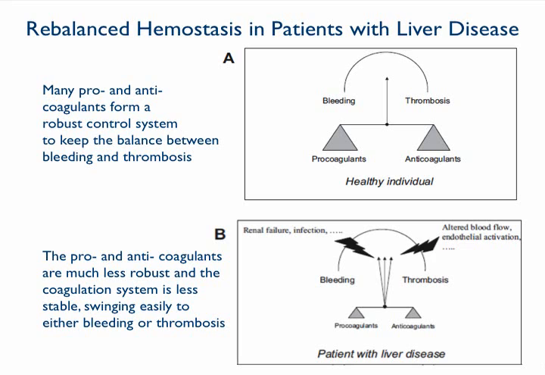Panel A shows the balance between pro- and anticoagulation factors in healthy individuals. Too many procoagulant factors can cause bleeding. Too many anticoagulation factors can cause thromboses. Many pro- and anticoagulants form a robust system to keep this balance between bleeding and thrombosis. Panel B shows the status in patients with cirrhosis. Here, the pro- and anticoagulants are present and they're balanced, but they are much less robust. There are many fewer of both of them. Therefore, there can be wide swings toward either bleeding or toward thromboses.